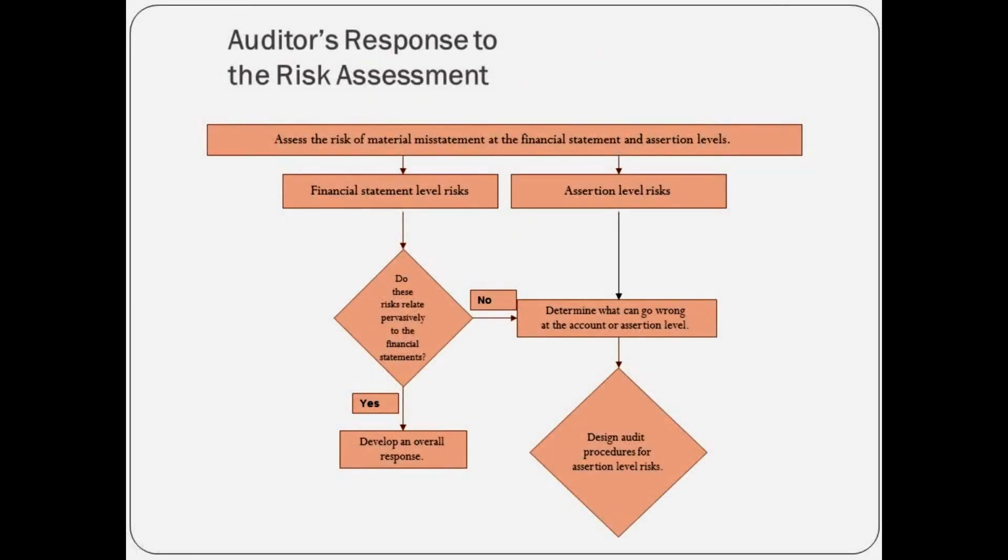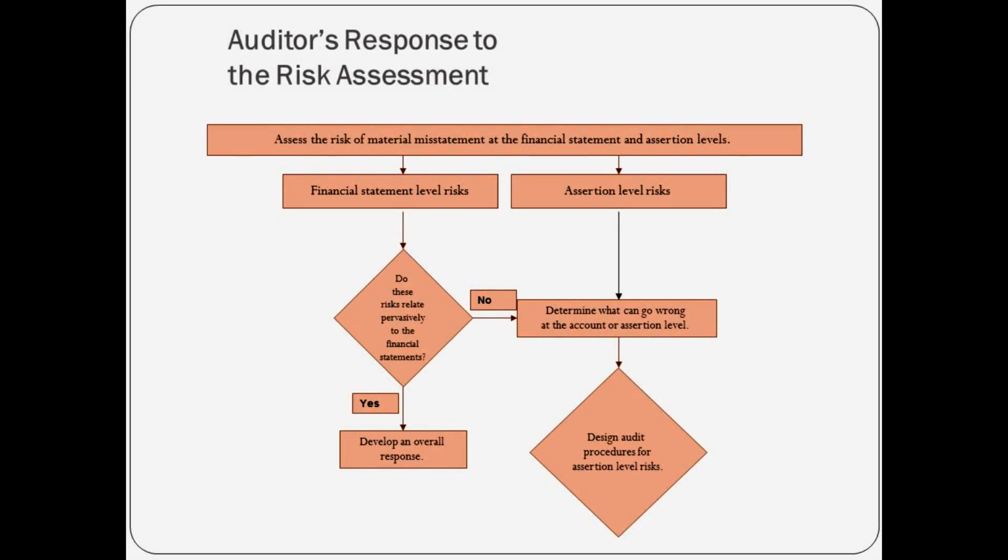But the fraud triangle serves as a framework for auditors to assess fraud risk in a company and the impact that it could have on potential material misstatements. So remember, AS 12 talks about the standards, the procedures that auditors should follow in terms of risk assessment, whereas AS 13 talks about the auditor's response to the risk assessment. So here the auditors are going to assess the risk of material misstatement at the financial statement and assertion levels, right? So remember, management makes assertions about items in the financial statements.